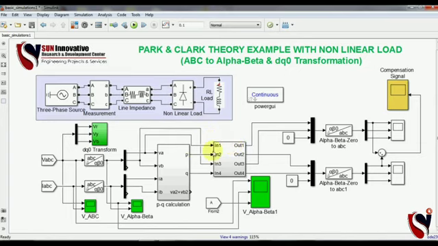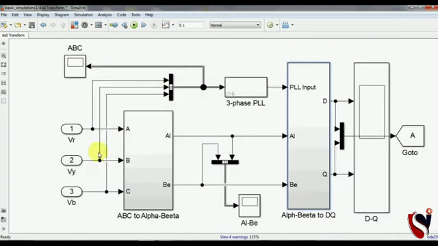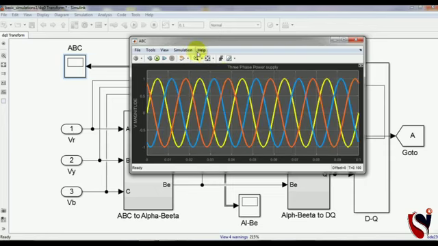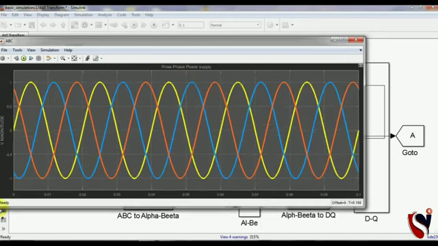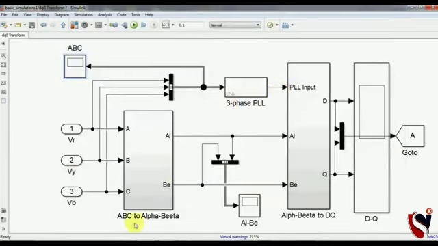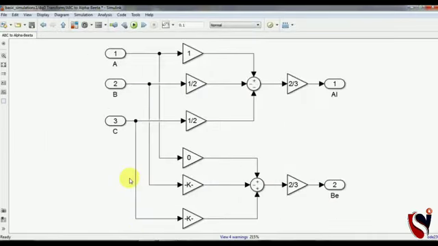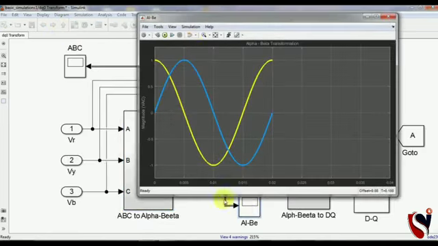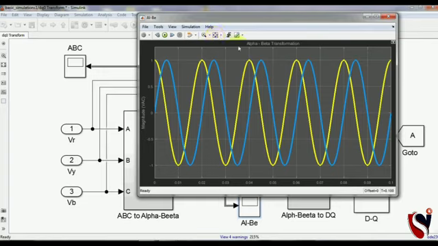And this is the DQ main block. Again let me show you, this is the 3-phase power supply to which we have connected the non-linear load, and the signals need to be connected with the alpha beta block. This is nothing else, this is a matrix which is used to convert to the alpha beta. So let me show you this alpha beta again also. This is the 2-phase, you can see, and the angle between them is 90 degrees.